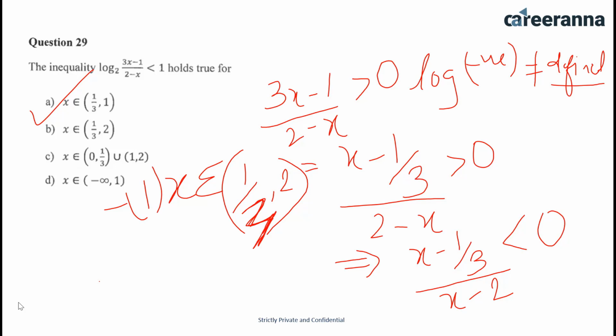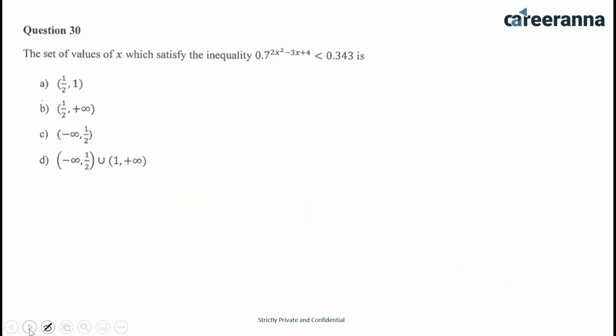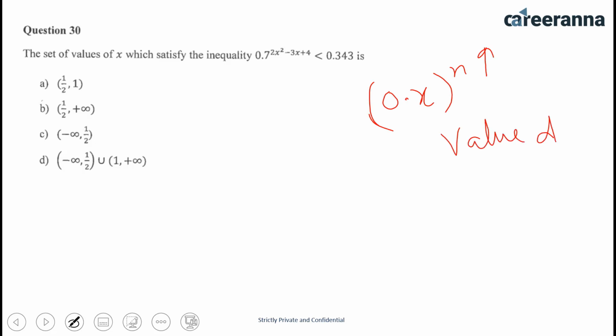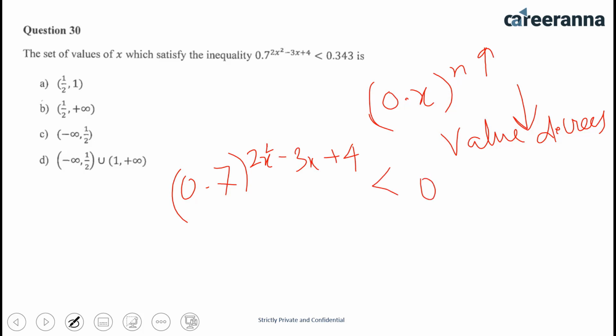Let's move on to our next question, question number 30. The set of values of x which satisfy the inequality 0.7 power (2x square minus 3x plus 4) less than 0.343. So just a reminder, whenever you encounter a decimal type of question, one thing you need to keep in mind is that if the power is increased, then the value decreases. Just remember this. Now for this question, 0.7 power (2x square minus 3x plus 4) should be less than or equal to 0.7 power 3, as 343 is the cube of 7.